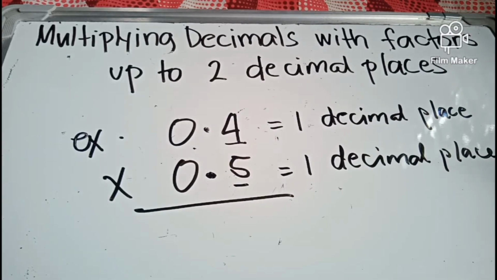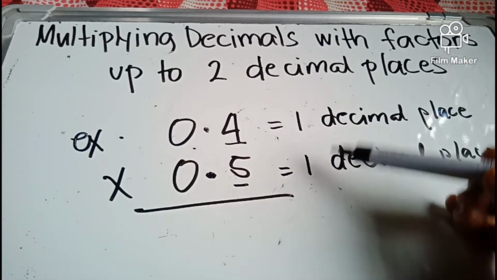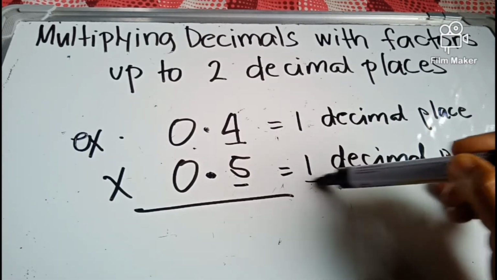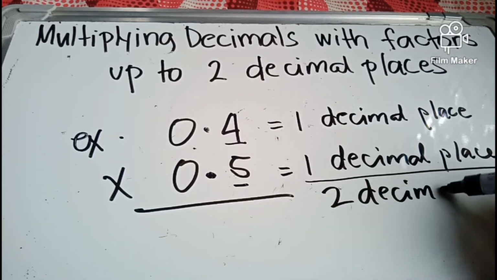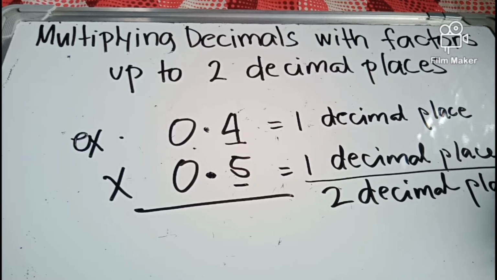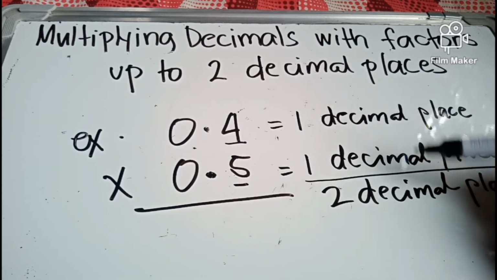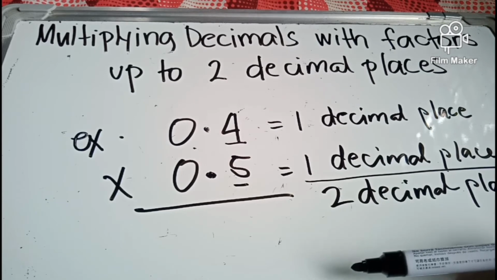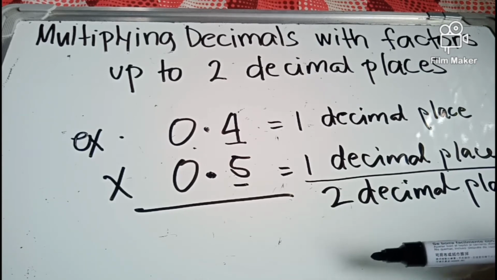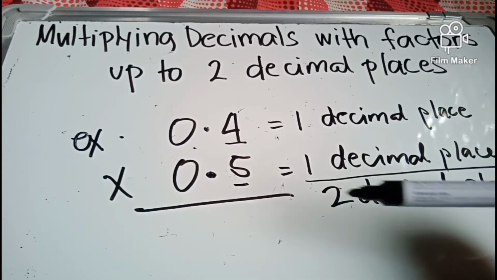So, sa factors natin, i-add natin. 1 plus 1 is 2. So, meron tayong 2 decimal places sa ating factors. So, yun lamang ang ating tatandaan. Ang number of decimal places sa ating factors ay yun din ang number of decimal places sa ating product. So, we will proceed on multiplying.